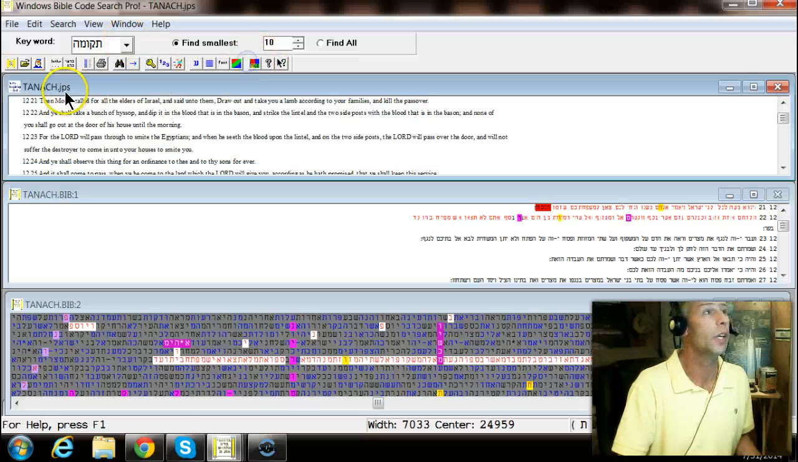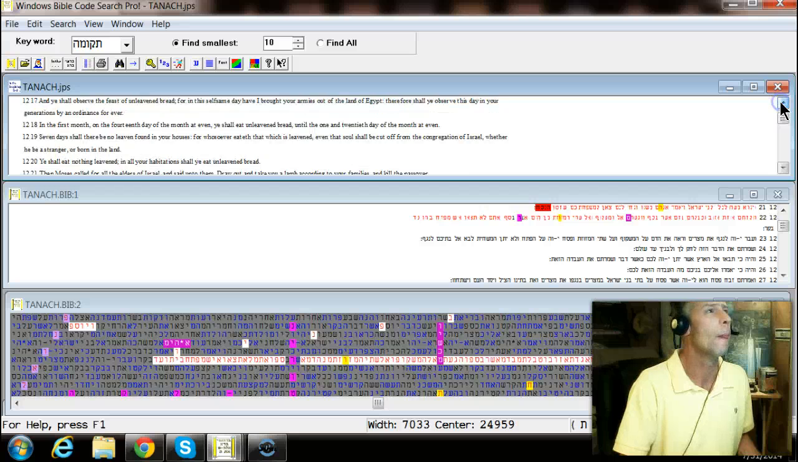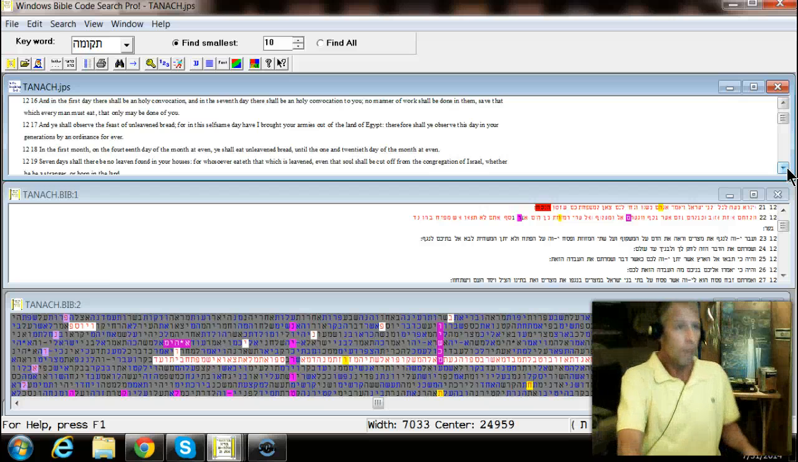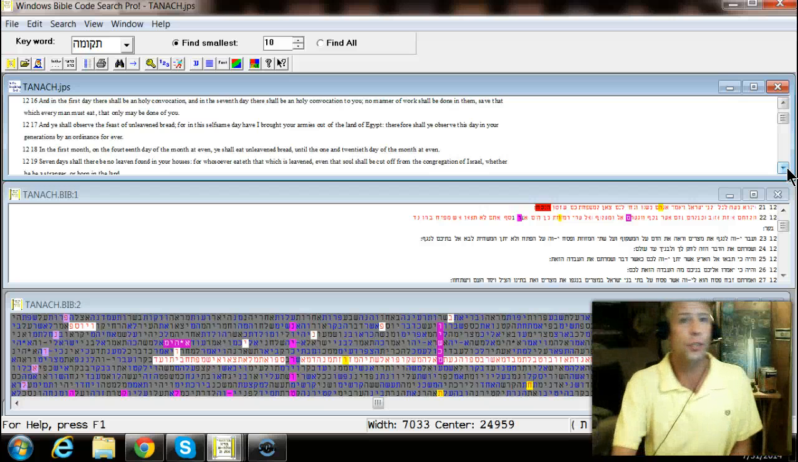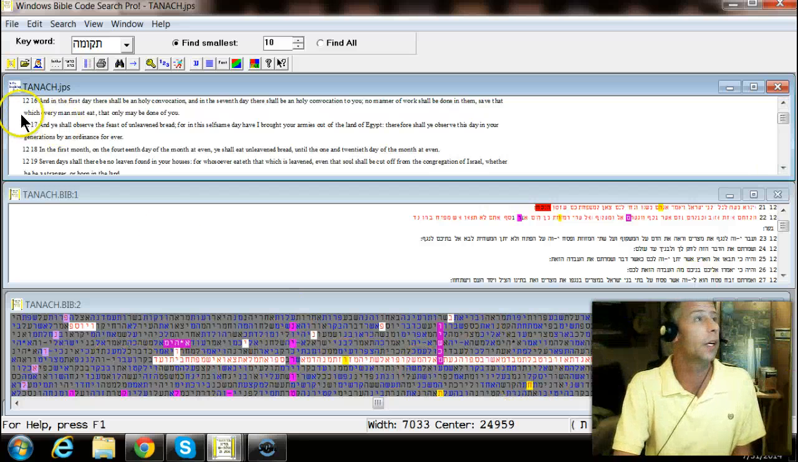12:21, and I got the English there so you can see it as well. Where are we going to back up to? All right, I'm going to back up and read, because this is about a feast time, right? Very first line I got highlighted.